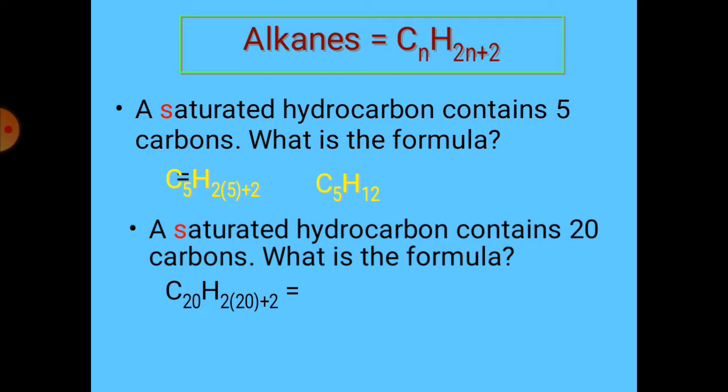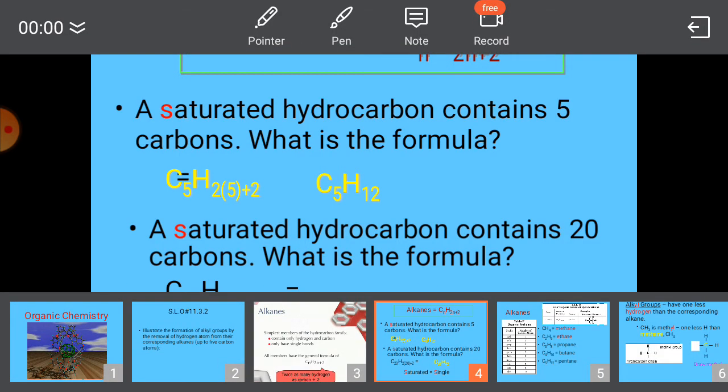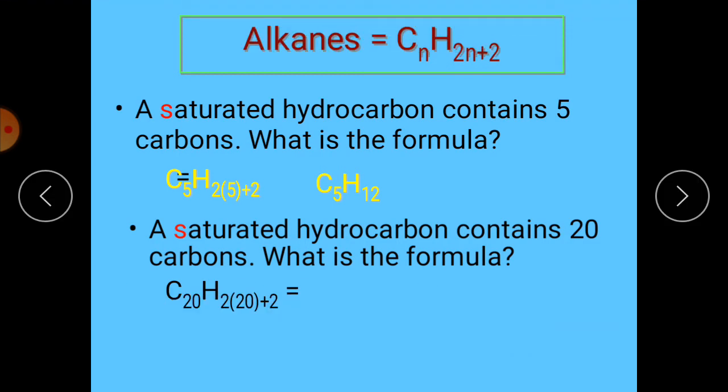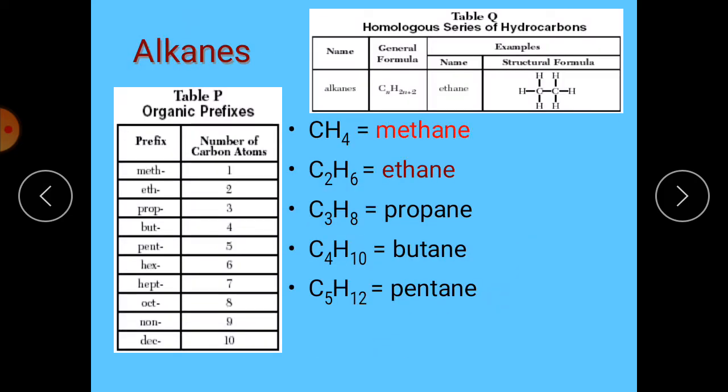If we have 5 carbons, how will we find out the formula? It will be C5H12, using 2n+2 with n equal to 5. And if we have 20 carbons, then we will apply this formula, put 20, and find C20H42. Saturated means single bonds, and these are a few examples which we discussed last time.